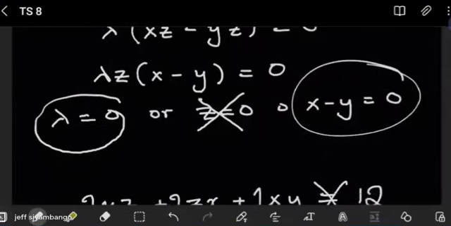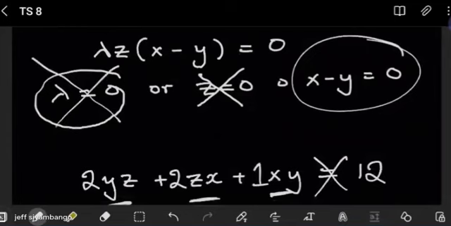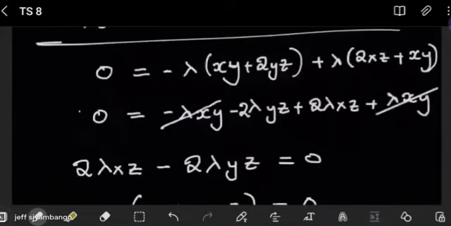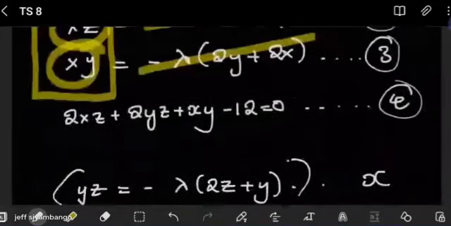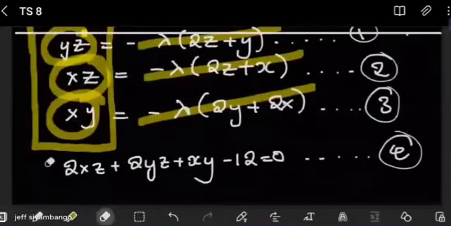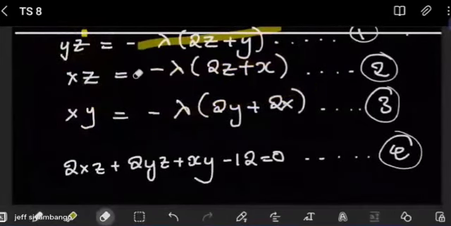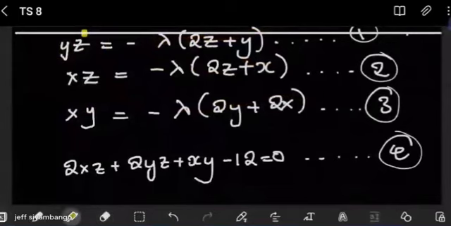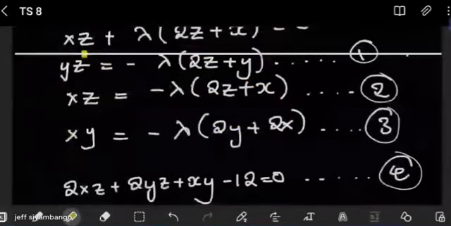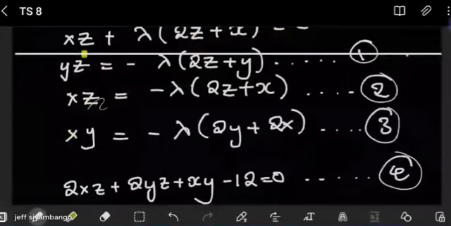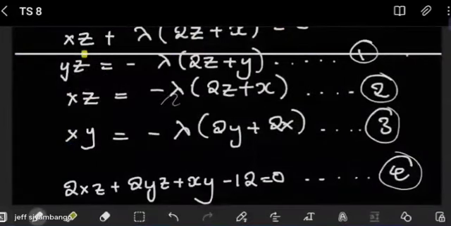Okay, so I was saying that we cannot have lambda equal to 0. Why? Because if lambda is equal to 0, it will imply, from equations 1, 2, and 3, that y times z has to be equal to 0. x times z will also have to be equal to 0 from equation 2, and x times y will also have to be equal to 0 from equation 3. But that cannot be so.